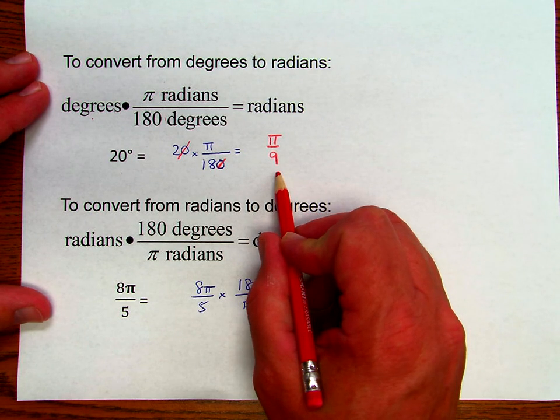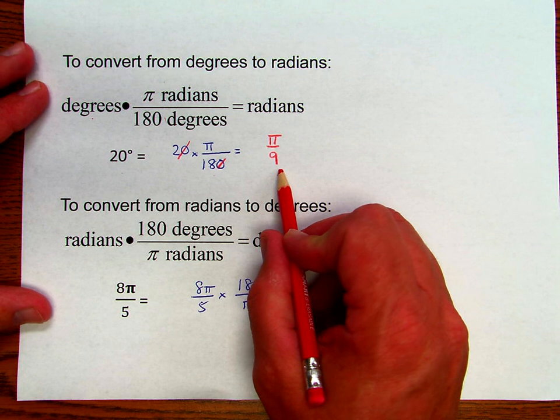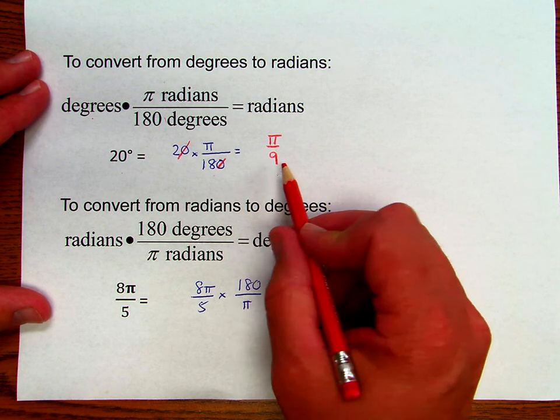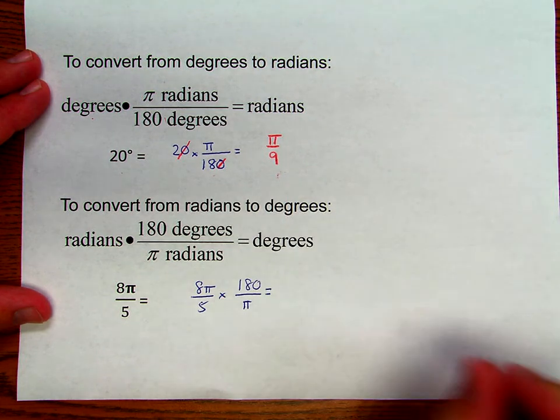Most of what we do in here, we will be leaving it as that exact fraction, pi over 9. It's relatively rare for us to be doing decimal radians. There are some problems where it's appropriate. We'll talk about it when we get there, but you definitely want to be comfortable in dealing with these exact fractions.